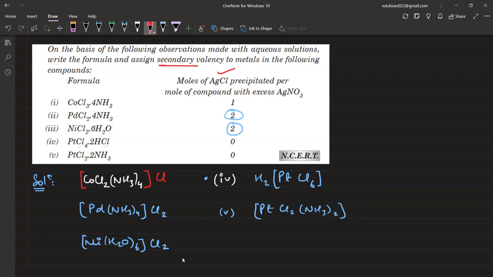So secondary valency is the number of coordinate bonds that it is going to make. So here it is going to make 4 plus 2, that is 6. Here it is going to make 4 coordinate bonds. Here it is going to make 6 coordinate bonds. Here it is going to make 6 coordinate bonds, and here 2 plus 2, that is 4 coordinate bonds. Can you please write this down?